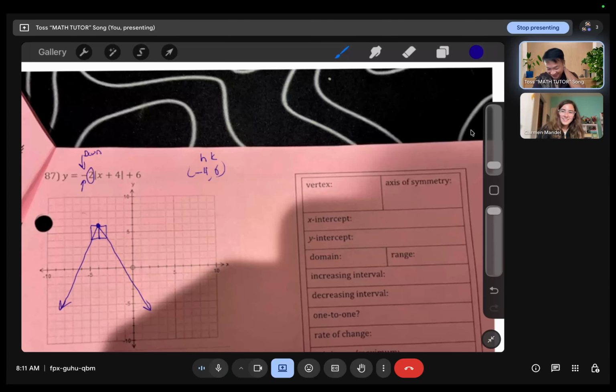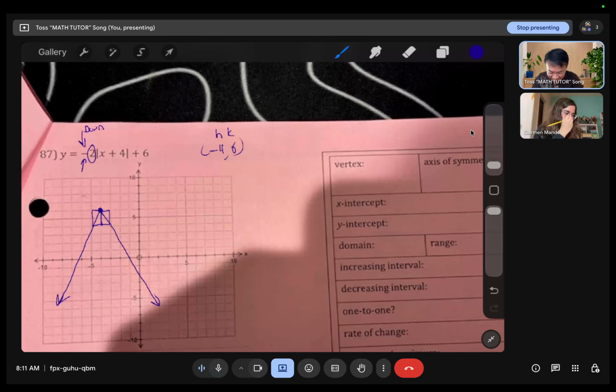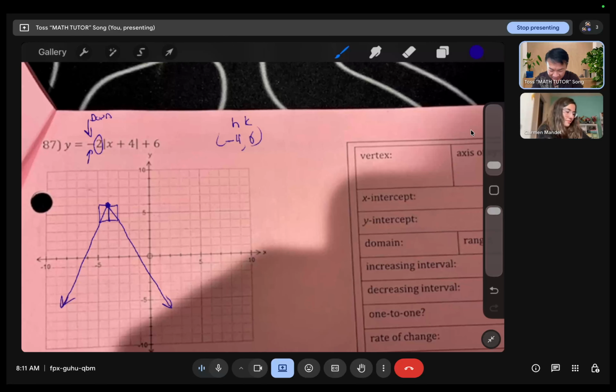You have a lot to do. I understand. So okay, are you okay? Make sure you have this down. The negative always flips the graph down as long as you remember your parent function.